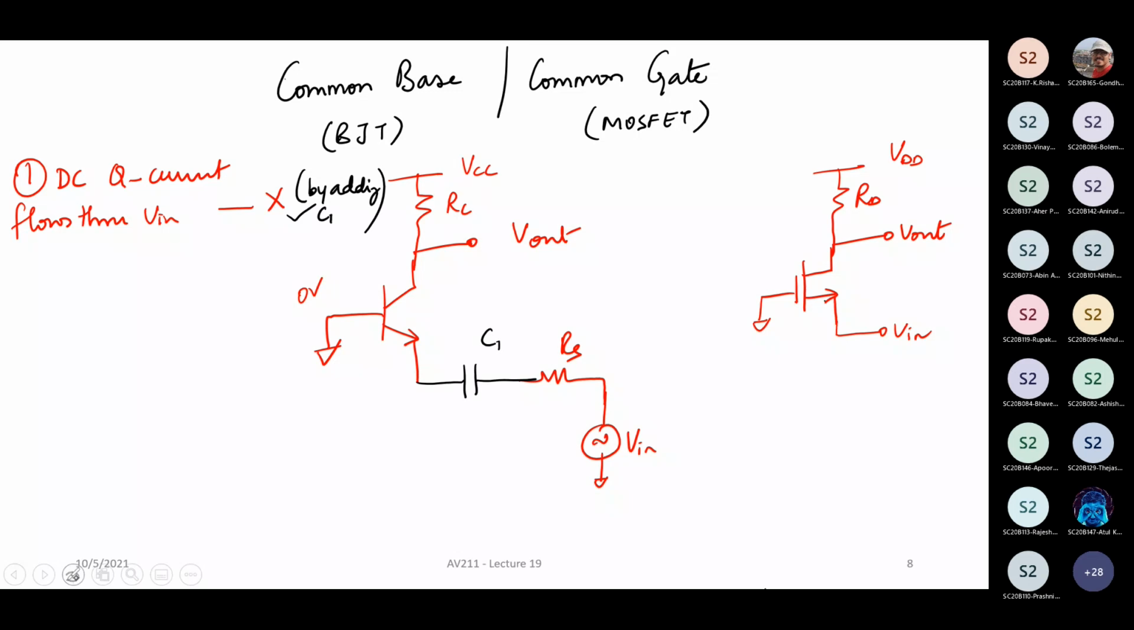Okay. Now, there is a second problem. Where will DC current flow? Now, you put a capacitor, right? Current is trying to flow from VCC through RC through the transistor, and then where? So we need an additional RE resistance. Okay, so we need another additional element which connects this to ground.